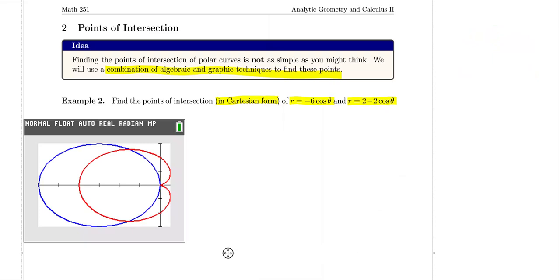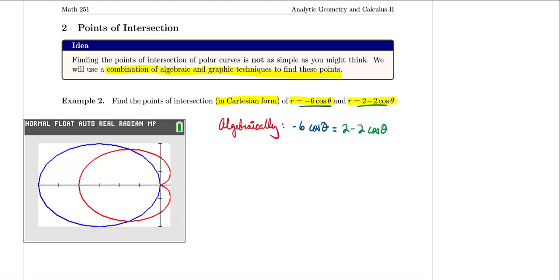Alright, so the first thing that I want you to do here is to figure out the intersections algebraically. Now this one is no different than figuring out intersections in the Cartesian coordinate system, where we just needed to set both equations equal to each other. So that's what we're going to be doing here. I'll take the negative 6 cosine theta and set it equal to 2 minus 2 cosine theta.